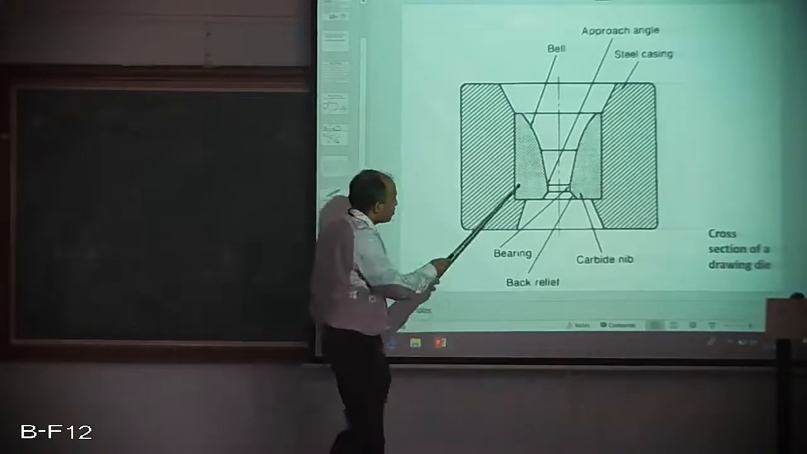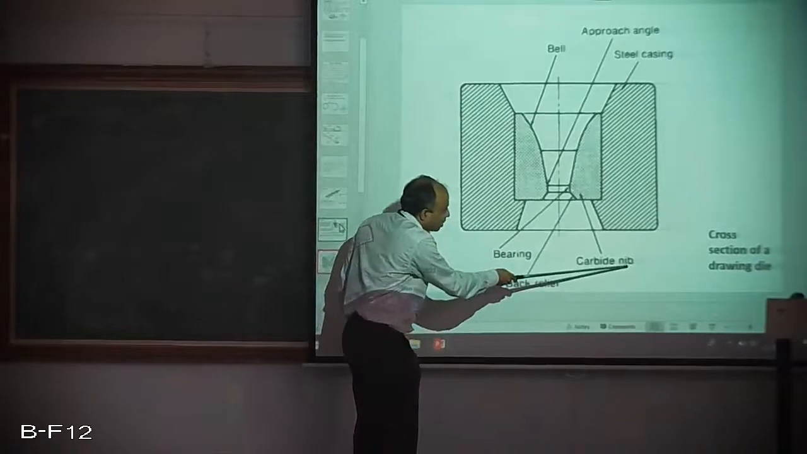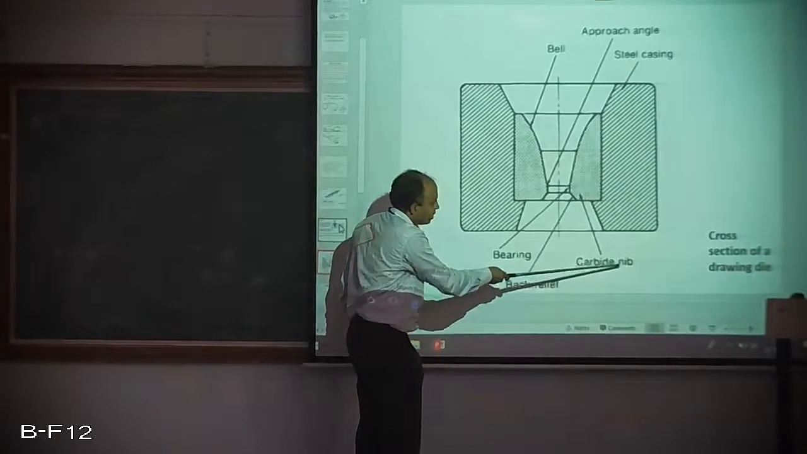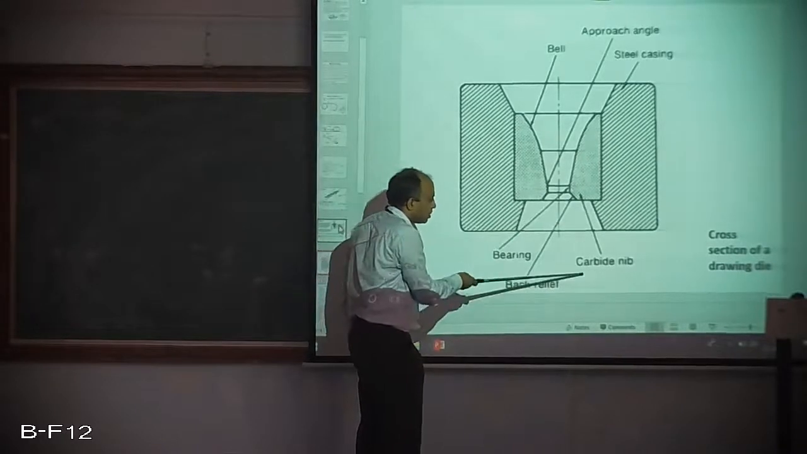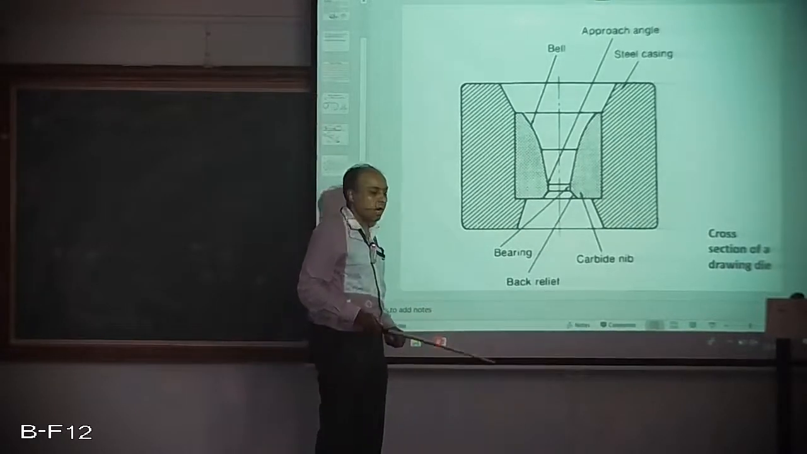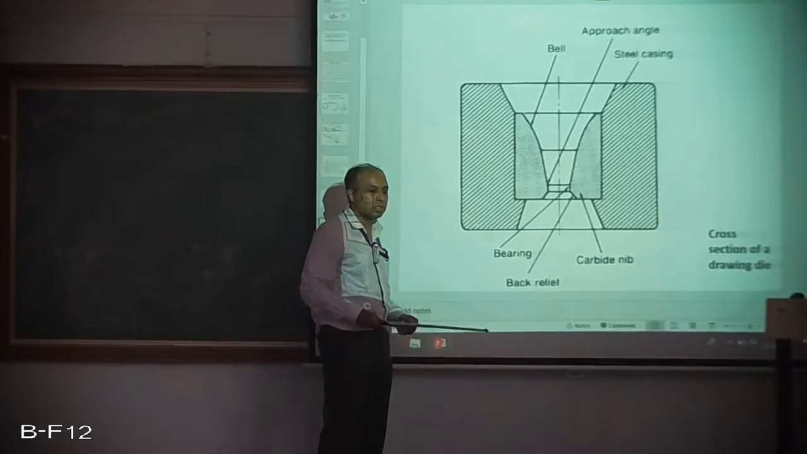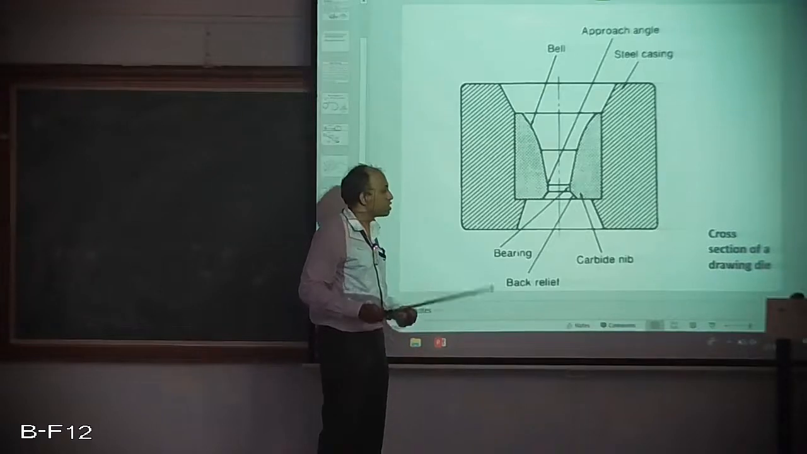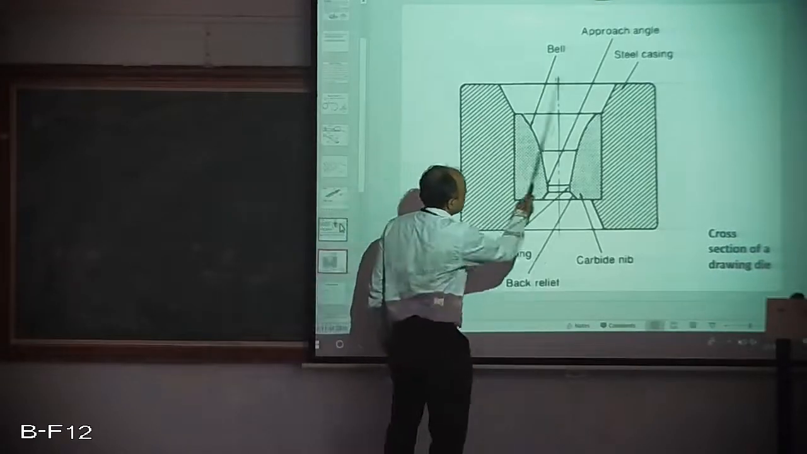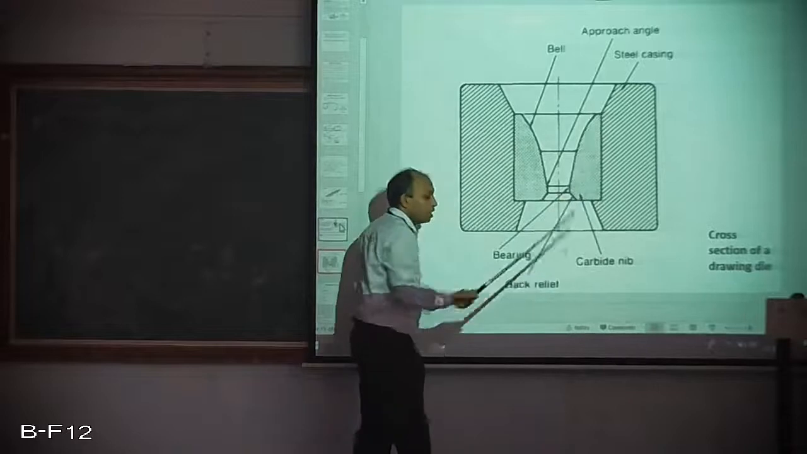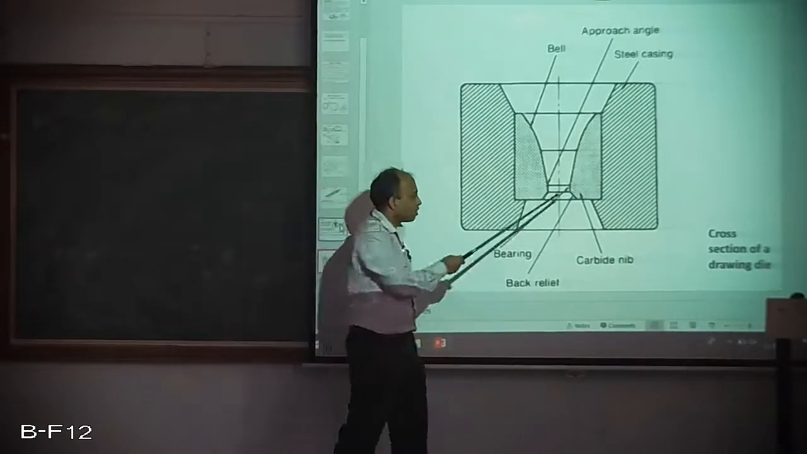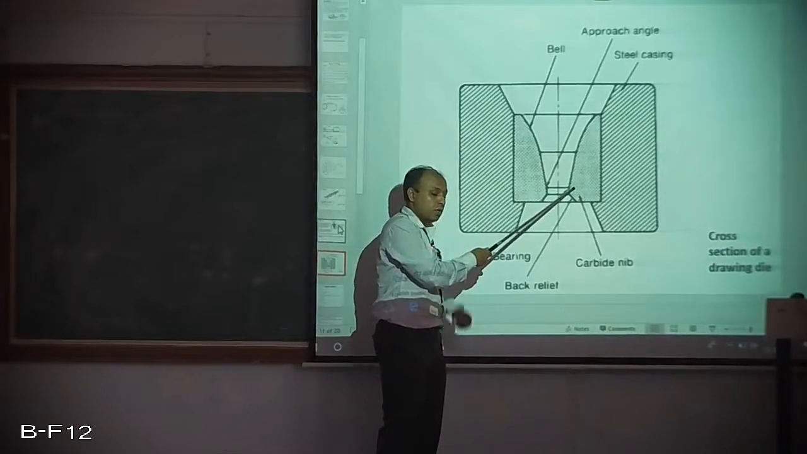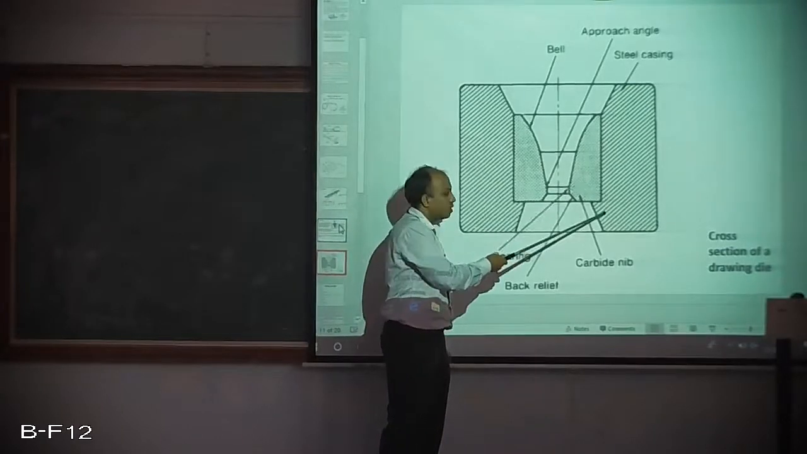The inside portion, which I call the nib of the die, is made up of carbides. Here I require a material with higher wear resistance, so it should be an anti-wear material. But outside I have a steel casing, a material which is tougher in nature. The inside is not tougher, but it is wear resistant. Here it is tougher.